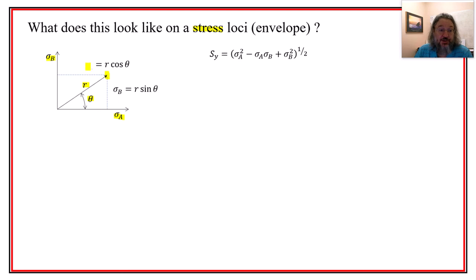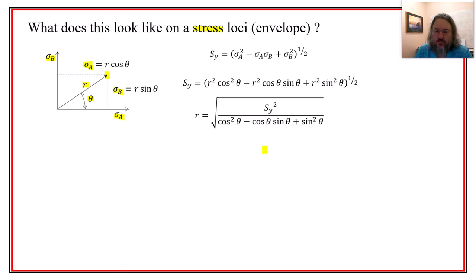So we know that we could find sigma A by taking r, whatever that radius was to that arbitrary point, and multiplying by the cosine of theta. We could do the same for sigma B. So let's just replace those inside this, the generic r right there. Well, let's solve for r now.